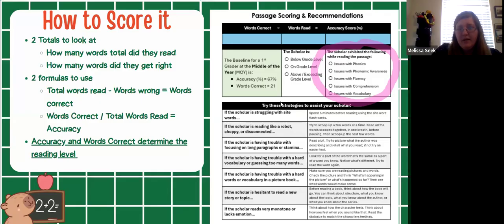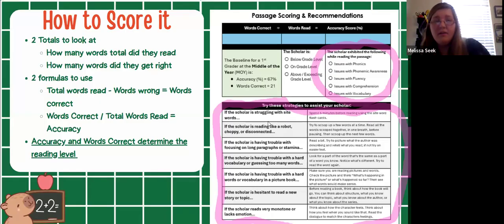And then at the bottom, these are strategies that you can utilize with your scholar. I know it's kind of small, and I'm very sorry. This is an if-then chart. On the first side, if your scholar is struggling with sight words, you can spend 5 minutes before reading using the sight word flash cards that are at all your sites. Every site has a deck of sight word flash cards. If you can't find them, ask your team leader, and if the team leader doesn't have them, she will reach out to us and we will make sure that they have some.